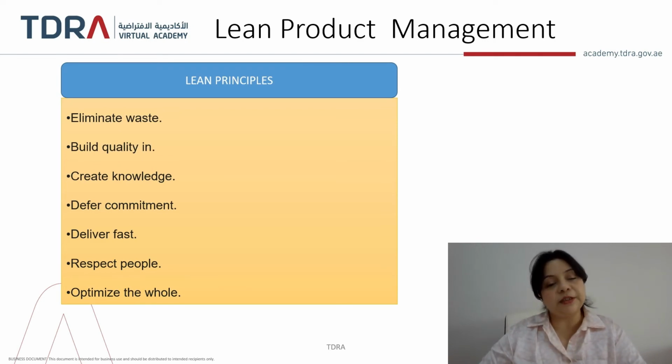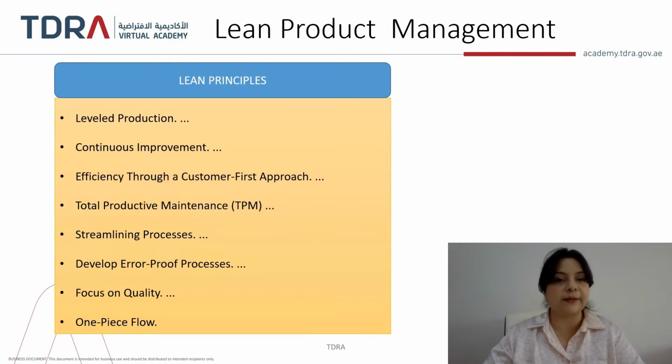The essential principles of lean are: it helps in eliminating waste, it builds quality, it creates knowledge, it defers commitment. Why defers commitment? As we spoke about earlier in the development stages, every time an iteration process is happening or a loop is happening, the commitment to put out the product gets deferred. Then there's faster delivery, respect for people, and an optimization of the whole. These are the lean product principles under which a lot of organizations are beginning to function and finding value.